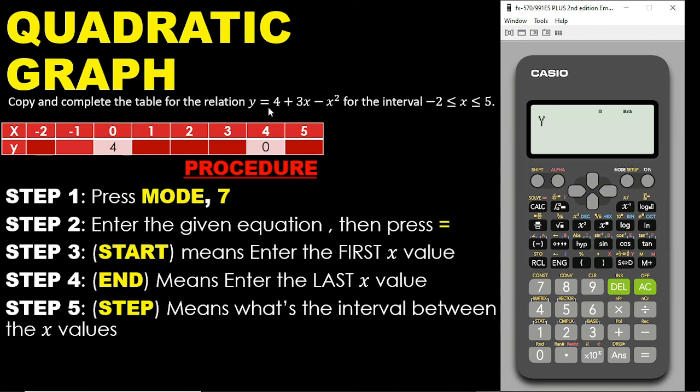And then we have equals to in the equation. This equal sign here is not the one down. The equal sign here is the one with the red ink. To do that, you press alpha.